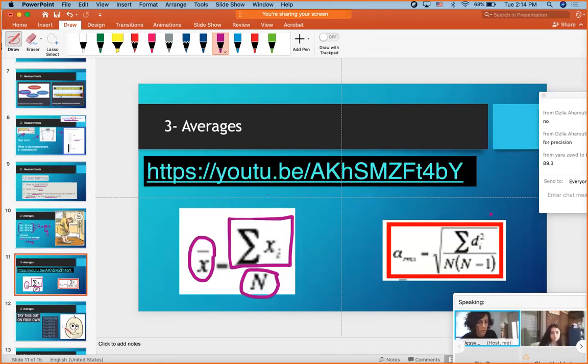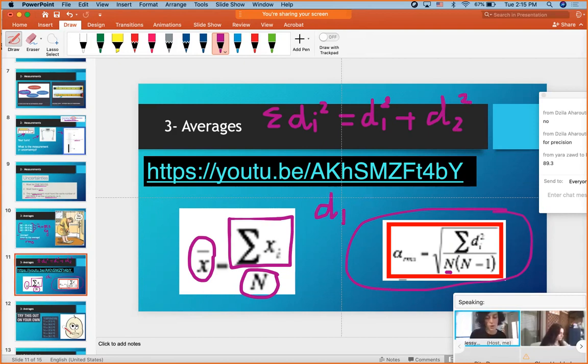This is how we do the RMS. Probably you saw this one before. So N is the number of measurements. What is sigma di squared? It means I need to do d1 squared plus d2 squared plus d3 squared and so on. Now the question is, what is d1? Anybody has an idea how to do standard deviation or RMS? What does d1 stand for?